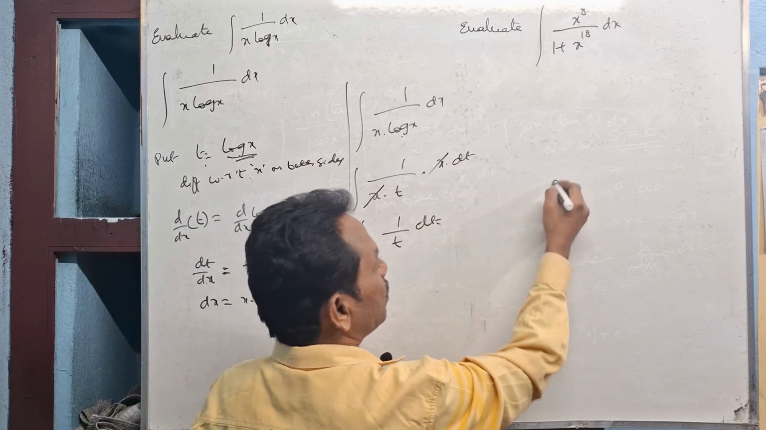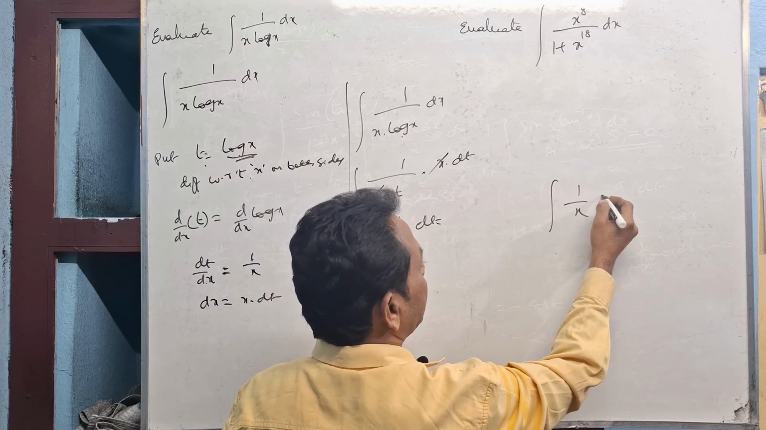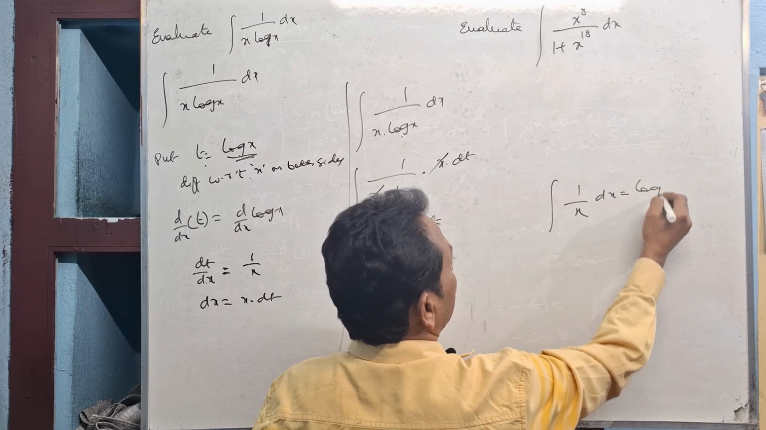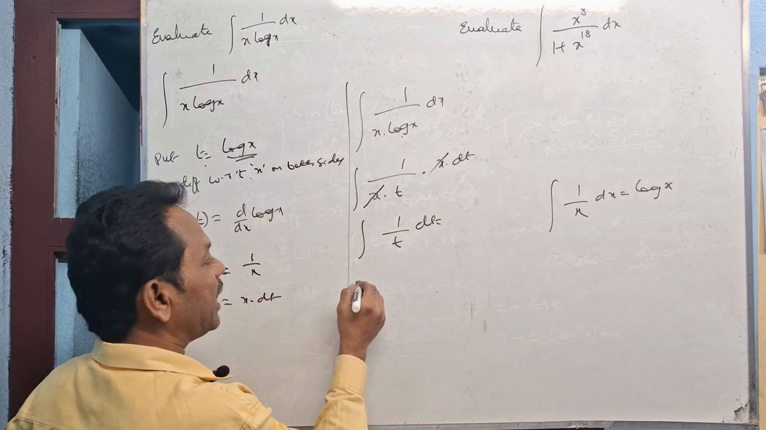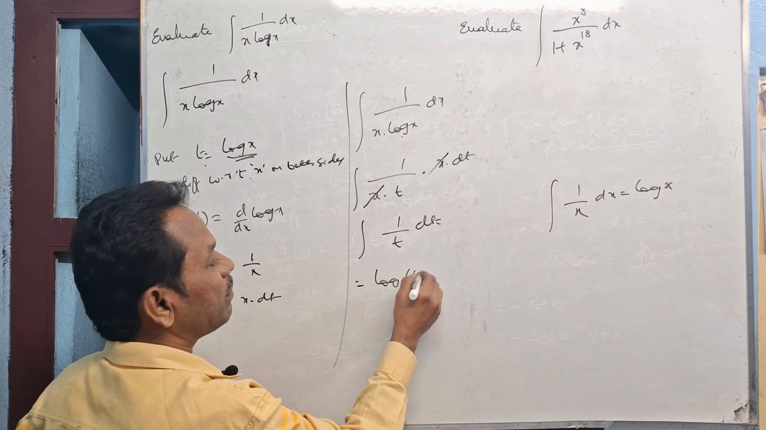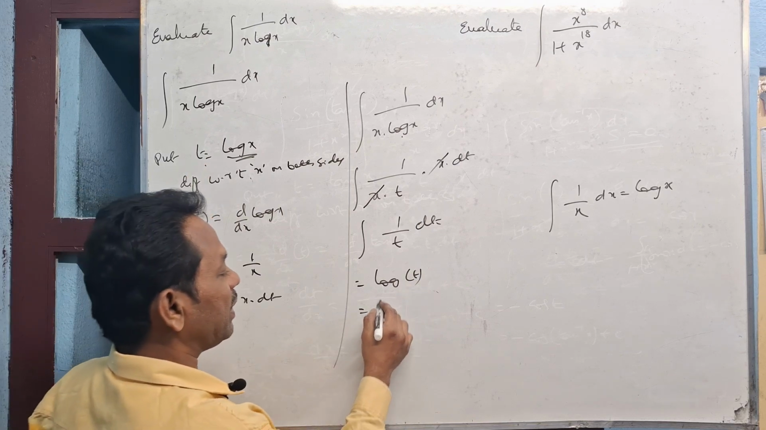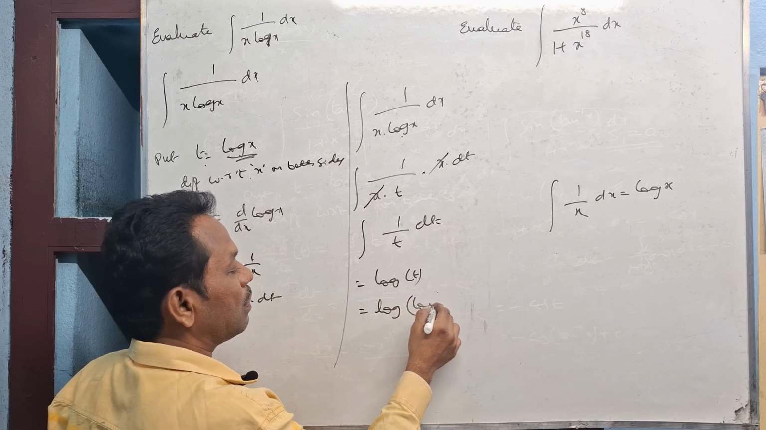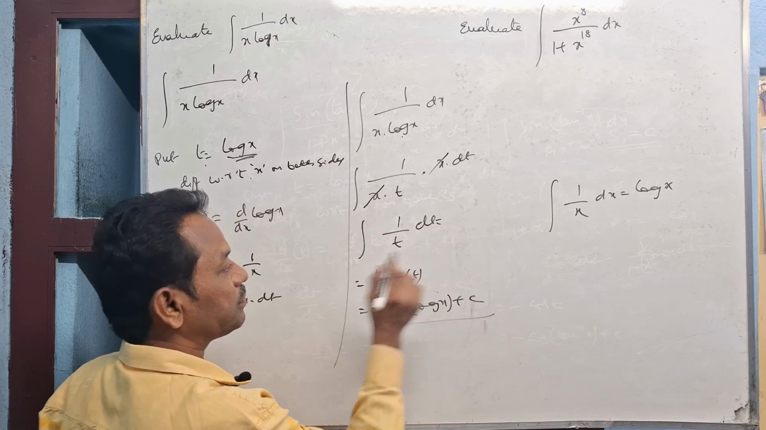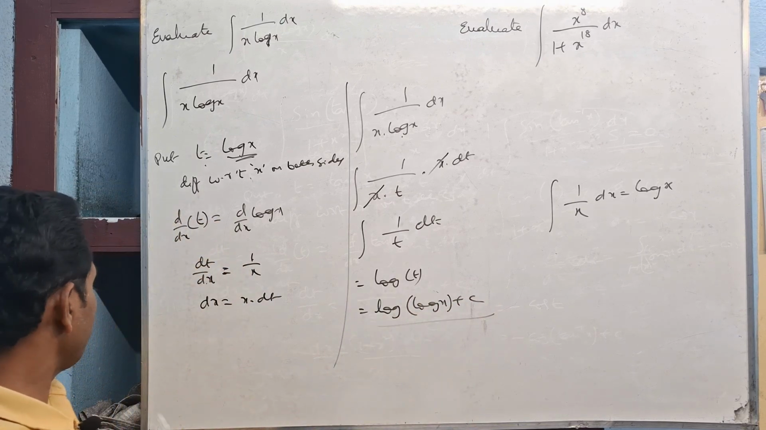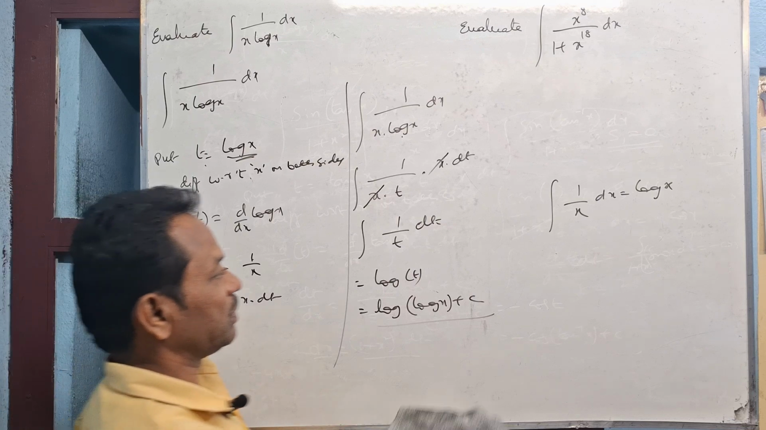So बच्चों, we know the formula. Integration of 1 by x dx is nothing but log x. So here we will get log t. So what is the value of t here? Log x. So we'll get log of log x plus c. Okay now. So let's go for second question.